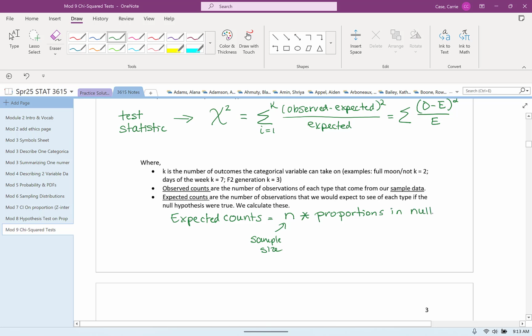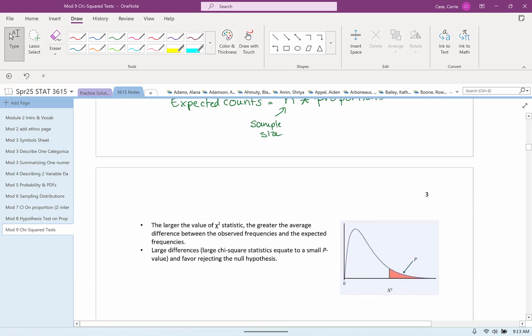So in the full moon, not full moon case, we'd be multiplying sample size by 1/2, and that would be the case for both categories. And in the days of the week example, we'd multiply n by 1/7, and the expected count would be the same across all 7 days. And then in the phenotype example, we'd have to do n times 1/2 and n times 1/4, and we'd have different expected counts for each of those categories.